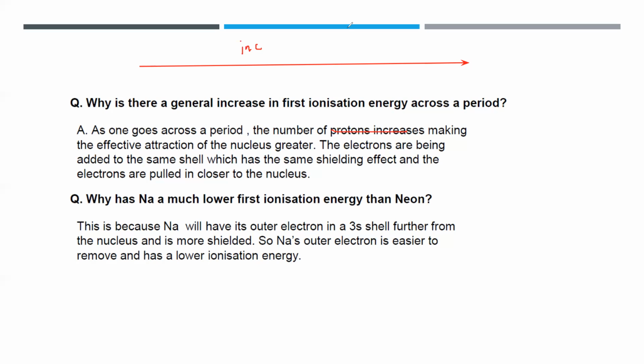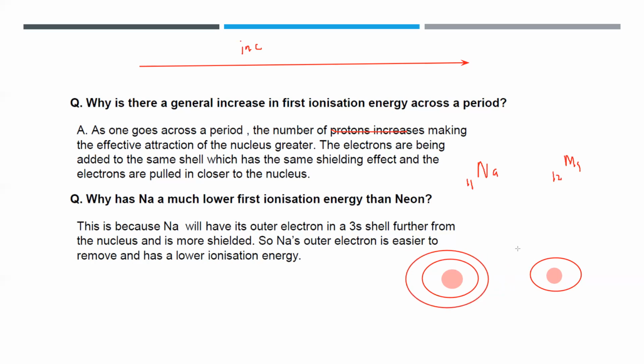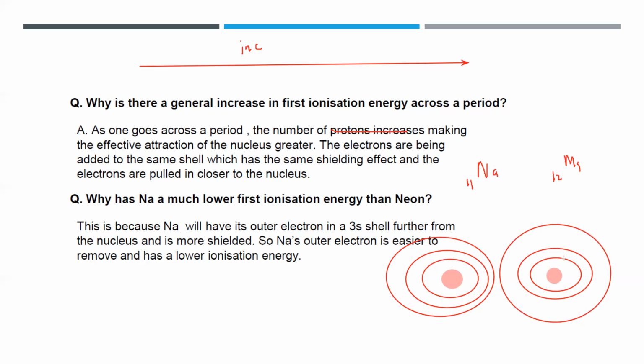Why the same shielding effect? For example, if we discuss why sodium's ionization energy is smaller compared to magnesium, which has the higher one, when we draw the structure, the first shell will have 2, both will have 2. The second shell both will have 8, and the third shell will have 1 electron in sodium and 2 electrons in magnesium.